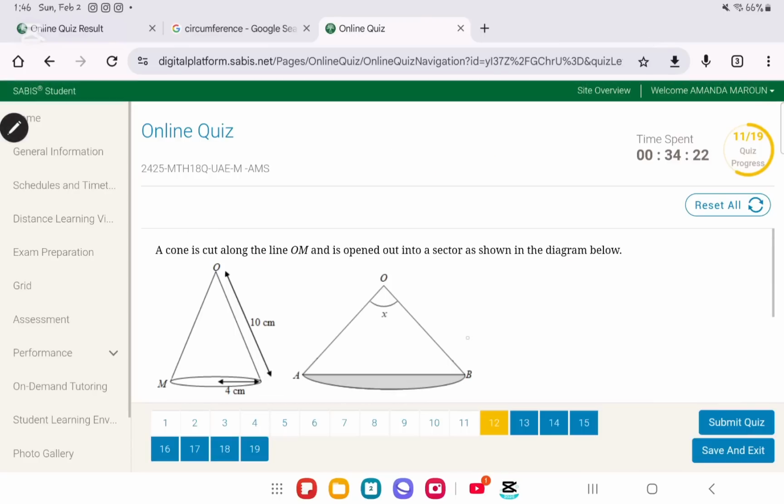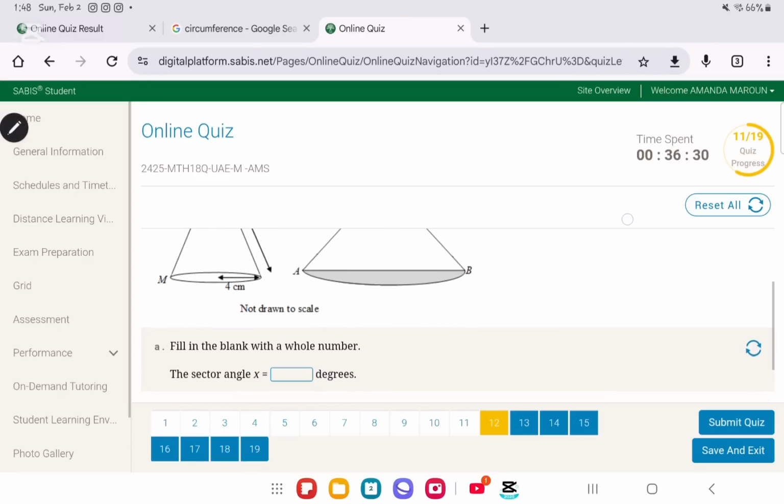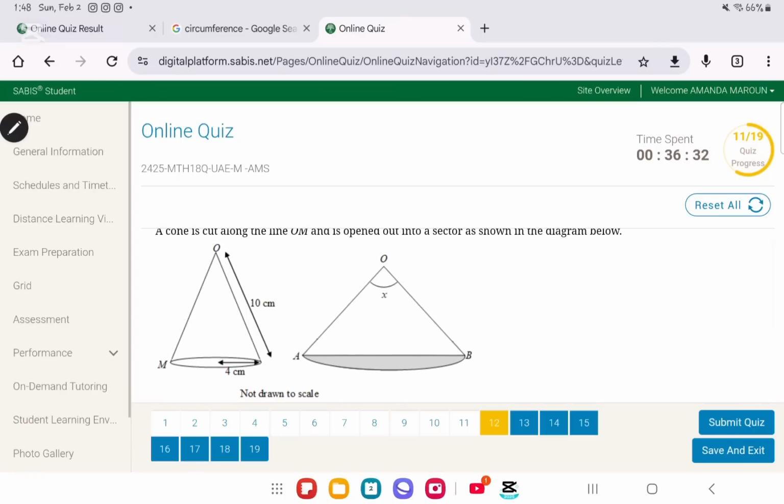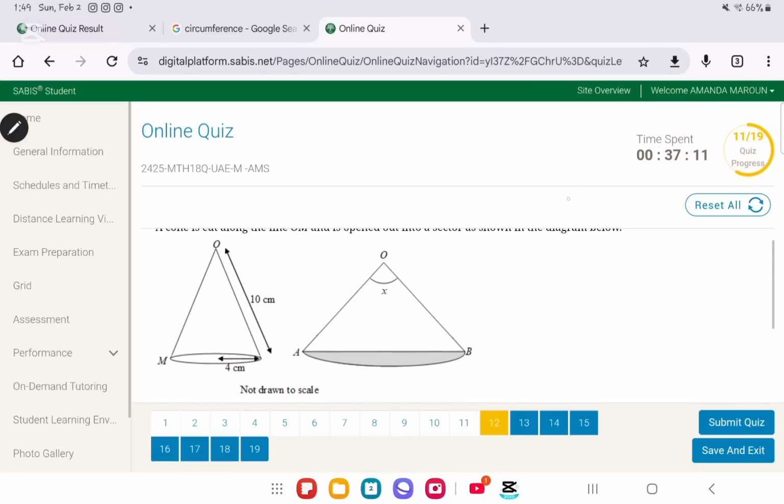We move on to question number 12. Now, I've been waiting for this question because it's a really difficult question. So I would like to explain it. They told us they need the sector angle x. Very simply, to find the value of the sector angle x, we need to have some values in mind.